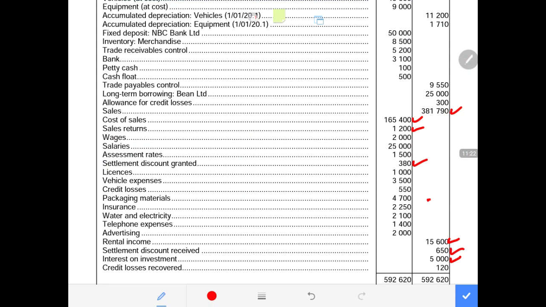Another one which is an income is credit loss recovered. Now, meaning this is a debtor who was previously a bad debt and was declared insolvent, and now he came back to pay us. Remember, it's no longer a debtor.